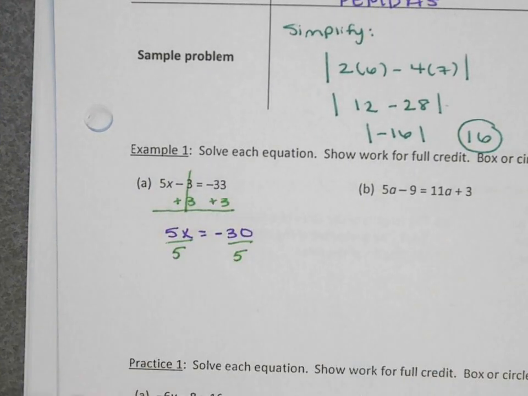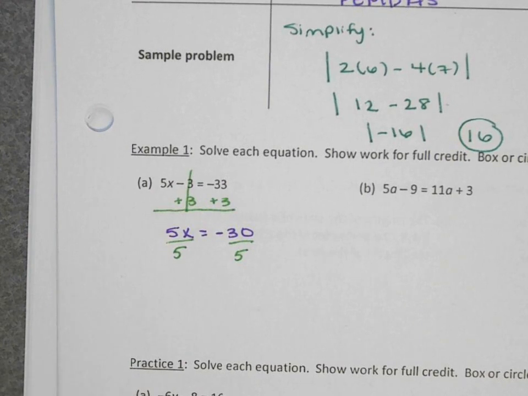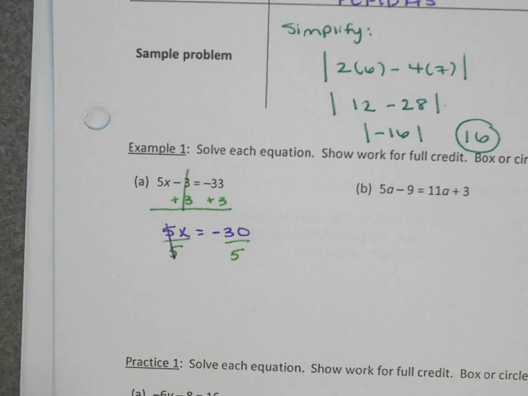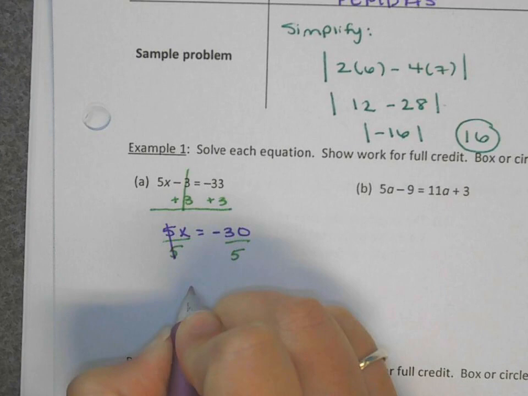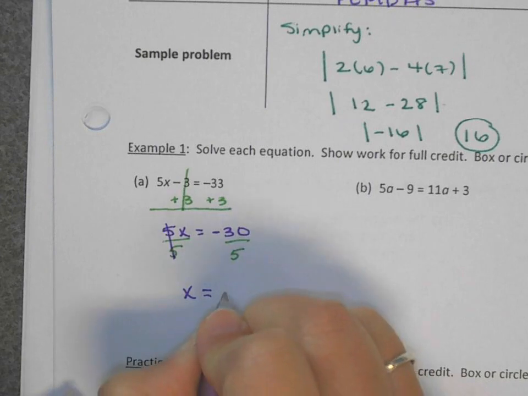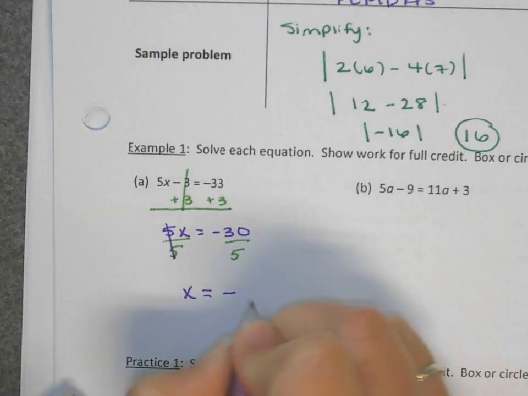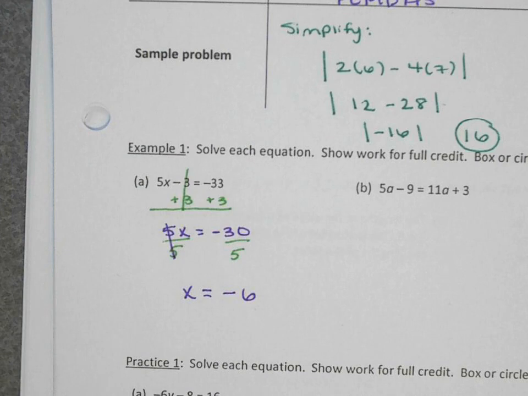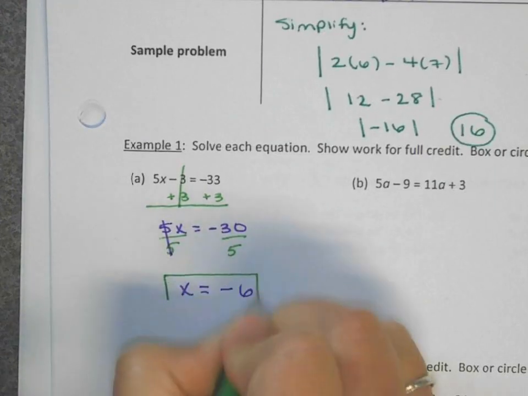So x is being multiplied by 5, so to undo multiplication, you're going to divide. So divide both sides by 5. Your 5's go away on the left because 5 over 5 is just 1. So we have 1x equals, what is negative 30 divided by 5? A negative divided by a positive is a negative number. 30 divided by 5 is 6. So x is negative 6 is our final answer.